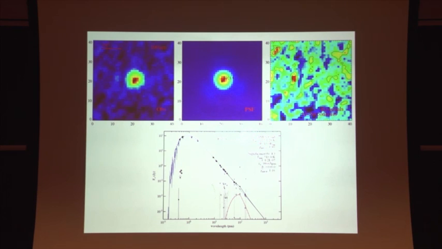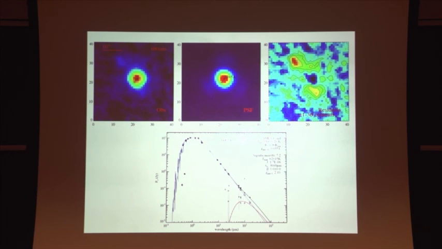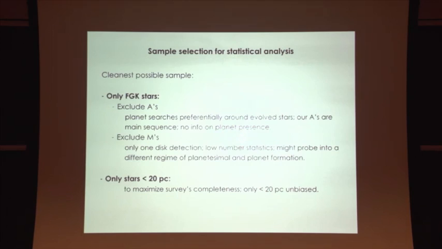And then, as I said, because the spatial resolution is better than Spitzer, we can reject the ones that are confused, that have galaxies nearby that would have produced an excess that is not associated with the disk. So using these samples, I cleaned them as much as I could. I only selected the F, G, and K stars. I excluded the A types and the M types.